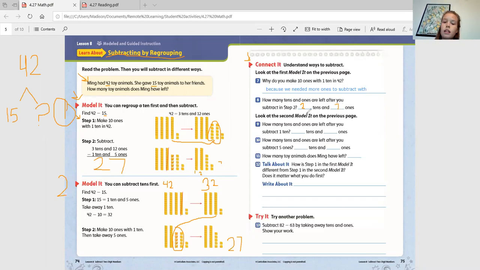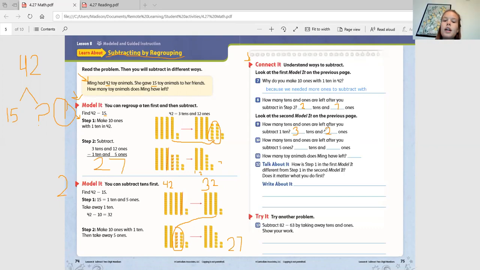All right, now these next questions have to go with the second model. So how many tens and ones are left after you subtract 1 ten? So that's just this first step where we subtracted only 1 ten. We were left with 3 tens. See, 1, 2, 3 over here, also 1, 2, 3. And still our 2 ones because we hadn't touched our ones yet.